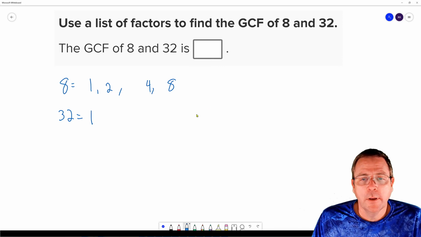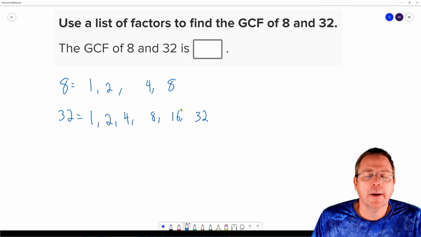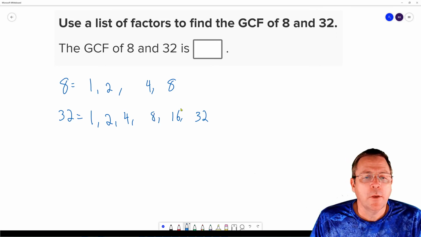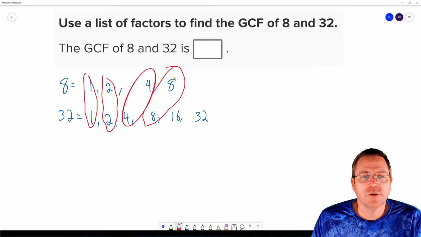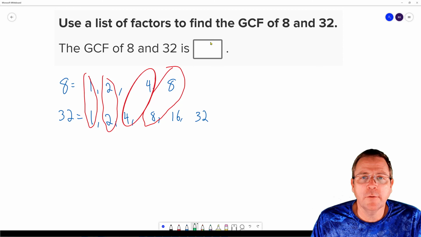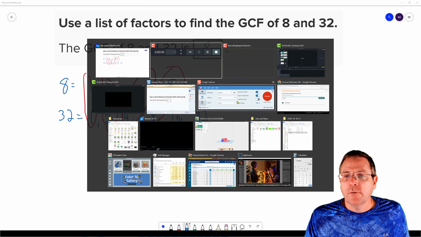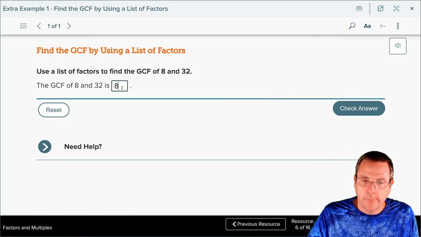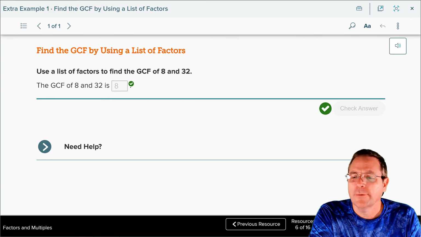32 is going to be 1 times 32. It's going to be 2 times 16. 3, nope, but it will be 4 times 8, and that is all the factors of 32. So we can see first what they have in common. Well, they share a 1, they share a 2, they share a 4, and they share an 8. And which of those is going to be the greatest common factor? Well, the answer is, of course, going to be 8. So now we can go back to our problem, type in 8 right here, and hit check answer. Answer checks, everything works. Easy math.